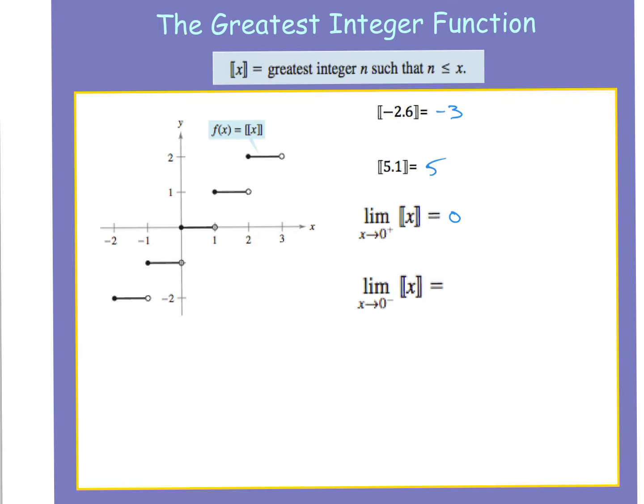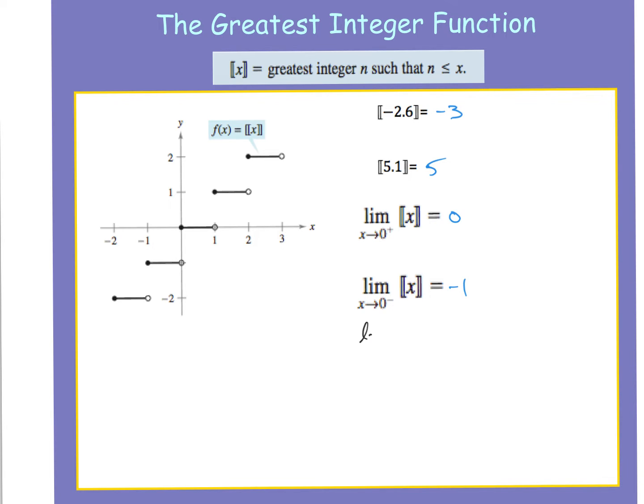However, if I do a limit as x approaches 0 from the left of my greatest integer, that's just a little bit negative of 0, a little less than 0. What would that step be on? -1. That would be on -1.